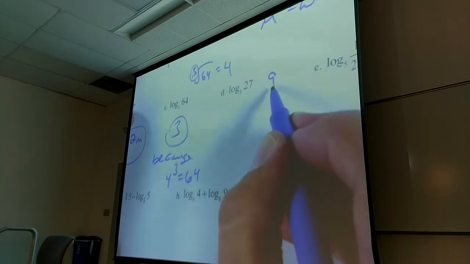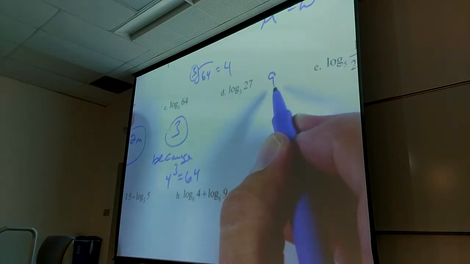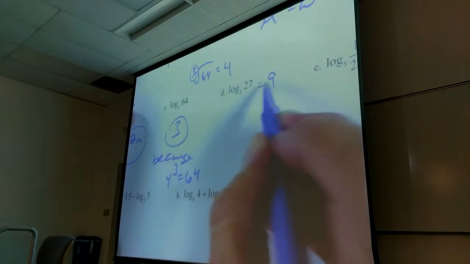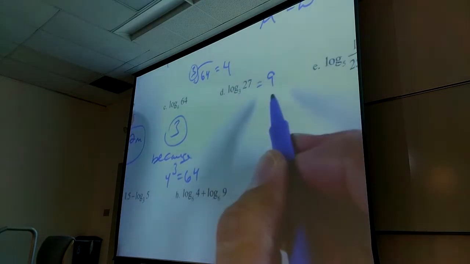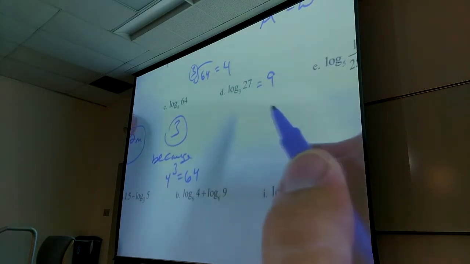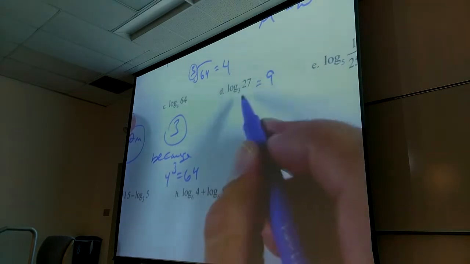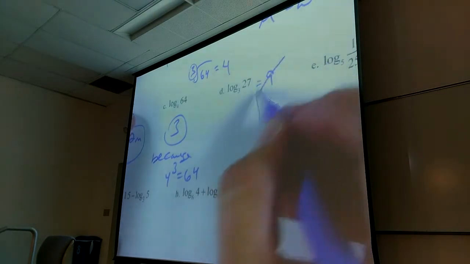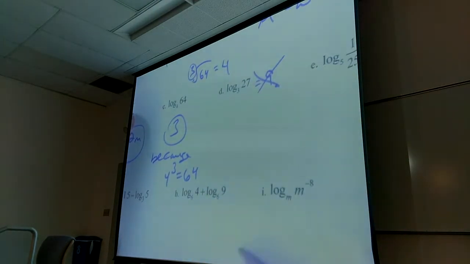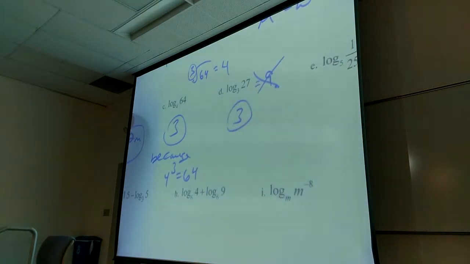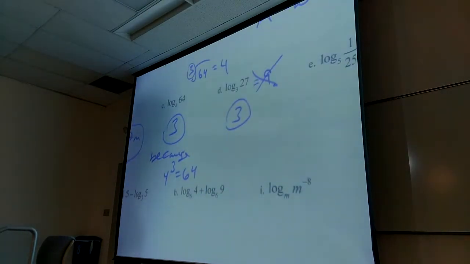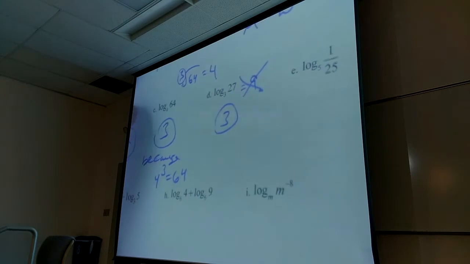What's the person that says 9 thinking? They say it's equal to 9? That's not right, correct? But what are they thinking? 3 times 9 is 27, or 9 3s add to be 27, but that's not the question. What does it take to multiply? How many 3s to multiply to 27? 3. I like it.